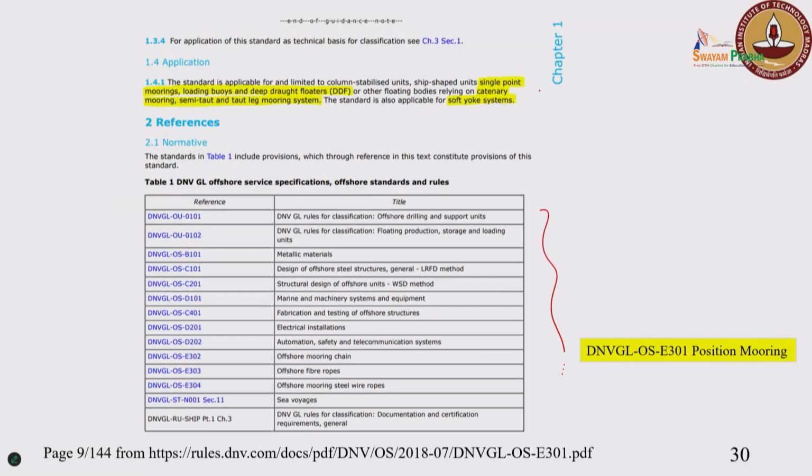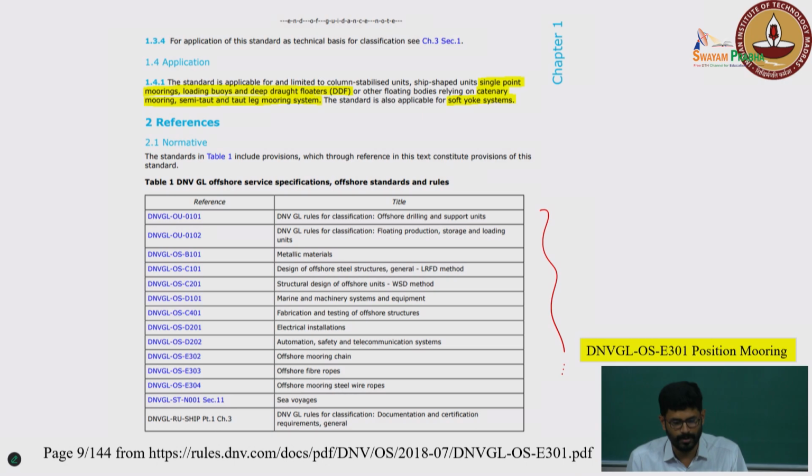So here you can see the single point moorings, loading buoys and deep draft floaters. When we say deep draft floaters, we basically mean the draft is very high compared to the width of the structure. For example, in a spar, the width may be 30 meters, but the draft will be around 120 or 90 meters, right? Okay.